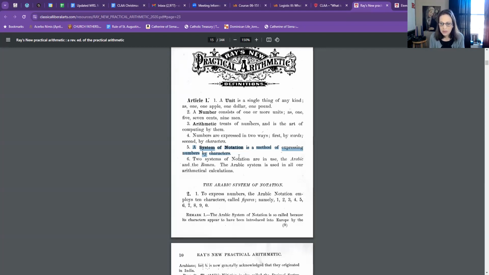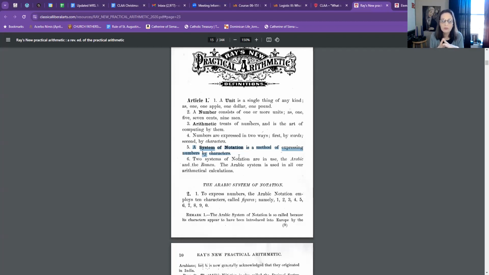Two systems of notation are in use, the Arabic and the Roman. The Arabic system is used in all of our arithmetical calculations, okay? So there's two systems of notation, two ways to write numbers, the Arabic and the Roman. We use the Arabic system, okay? We use the Arabic system.